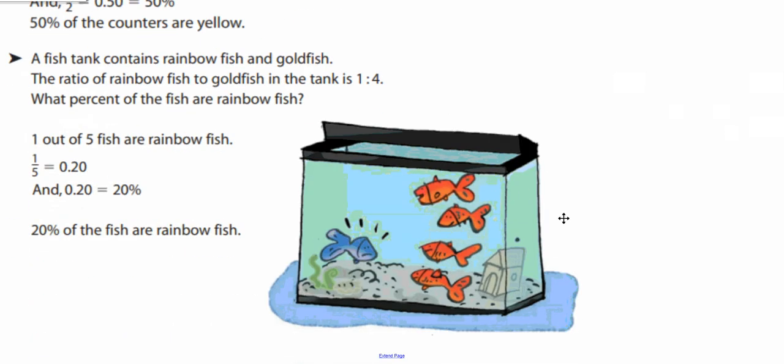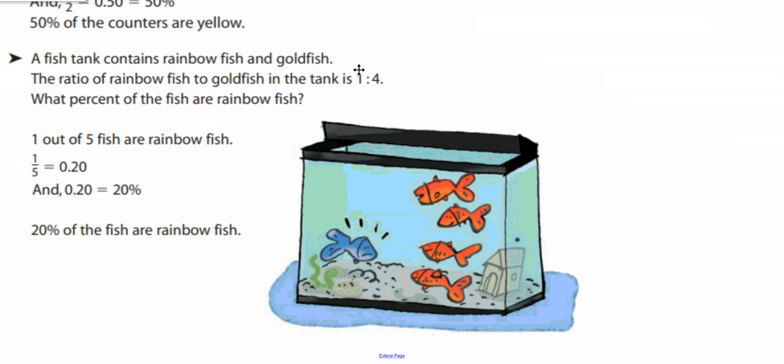In this fish tank, we have rainbow fish and goldfish. The ratio of rainbow fish to goldfish is 1 to 4. This is pulling on our last unit of ratios. So I have 1 rainbow fish and 4 goldfish in my tank. What is the percent of the fish that are rainbow fish? Now, I have to remember that this ratio is part to part. It's not part to whole. So I need to know how many total fish there are.